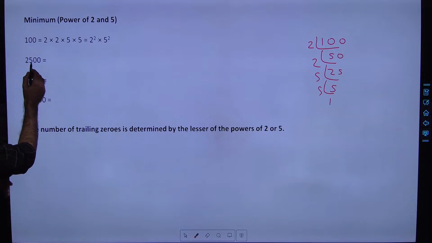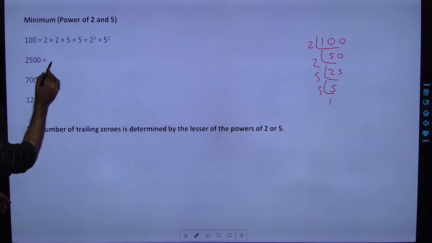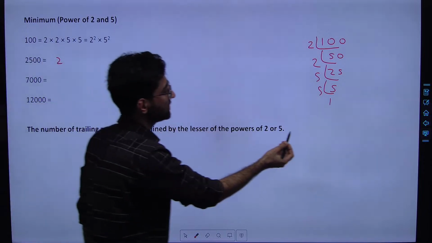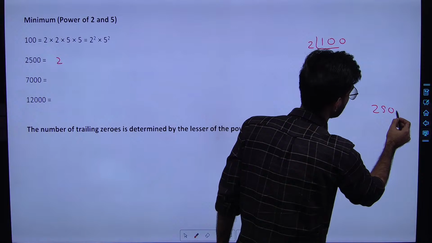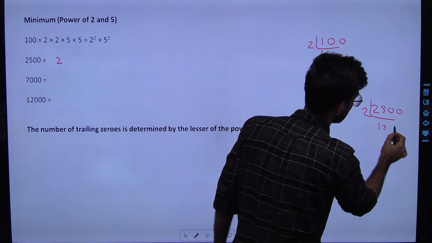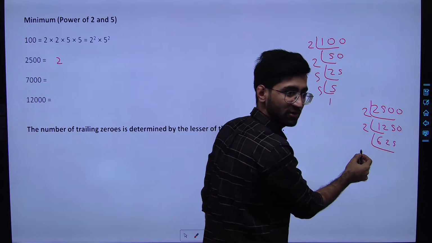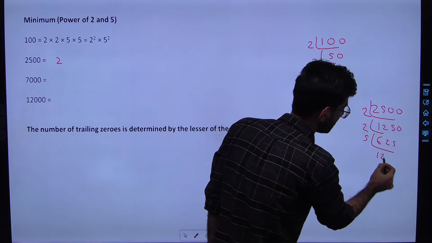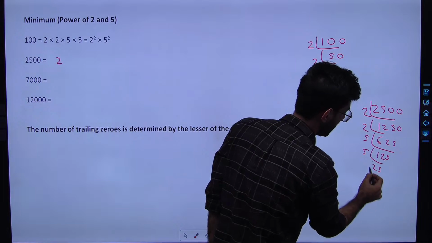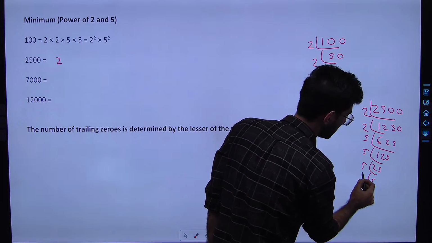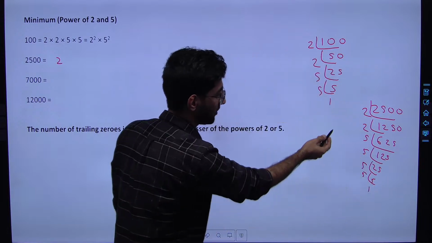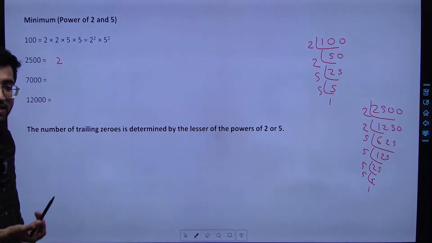Now let us break 2500. See, obviously you can prime factorize 2500 in this way, but you will have to invest a lot of time. Are you able to get my point? You will have to write 5 into 125, 5 into 25, 5 into 5, then 5 into 1, right? You can prime factorize 2500 in that way.